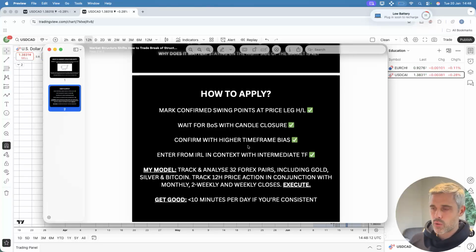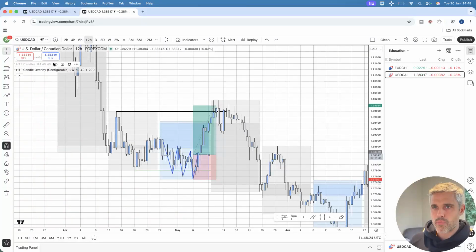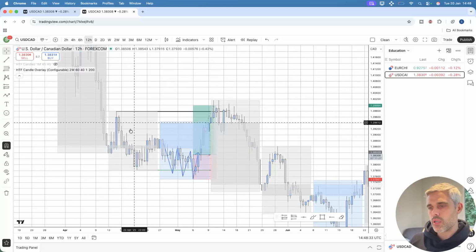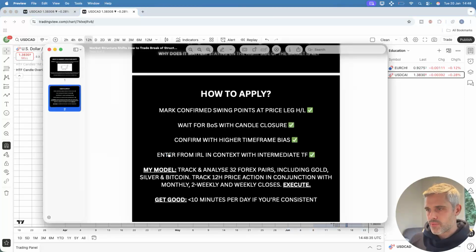And that's seen through liquidations of external range liquidity at higher time frame candles. Enter from internal range liquidity in the context of intermediate time frames. So even if you're using the monthly time frame, you don't necessarily have to wait to see things play out there. You can use the weekly, the 2 weekly, and then execute on the 12-hour to take swing positions.